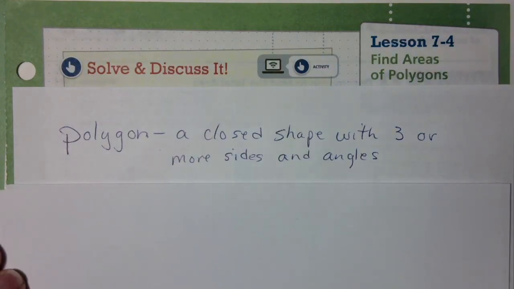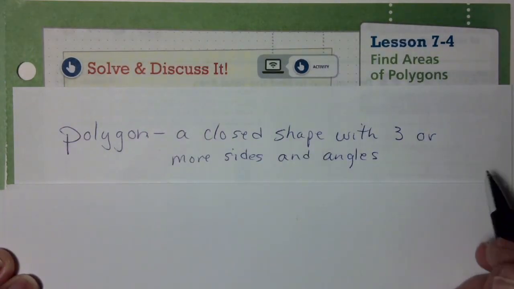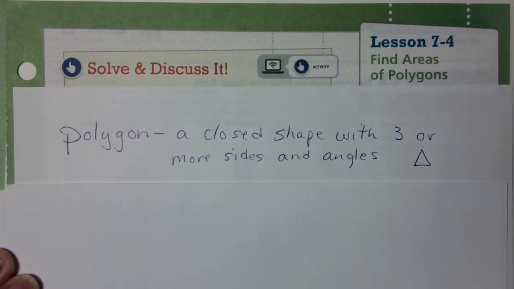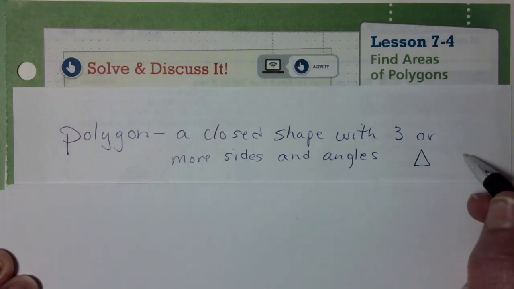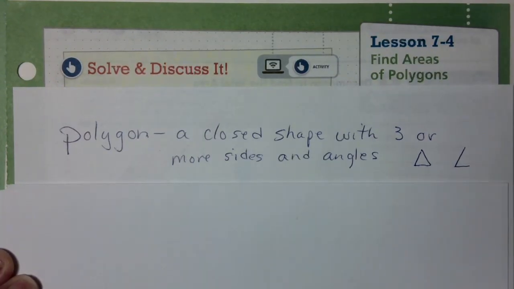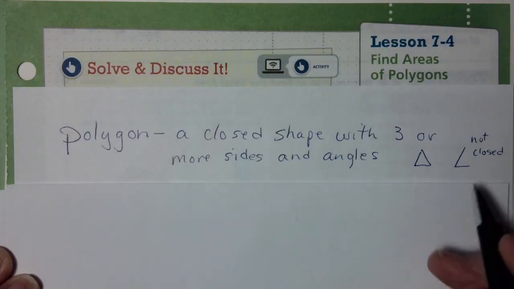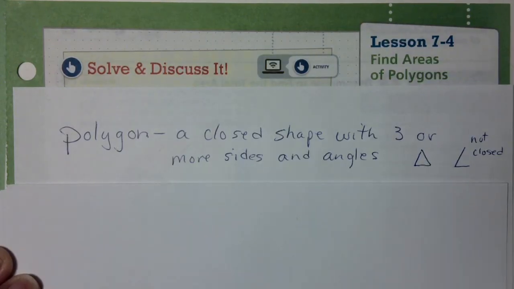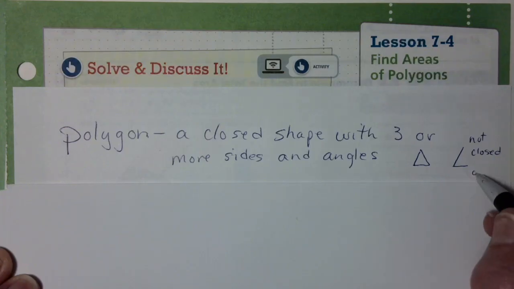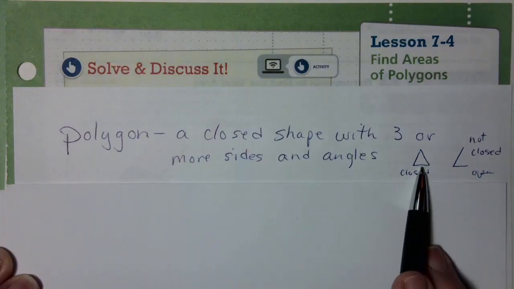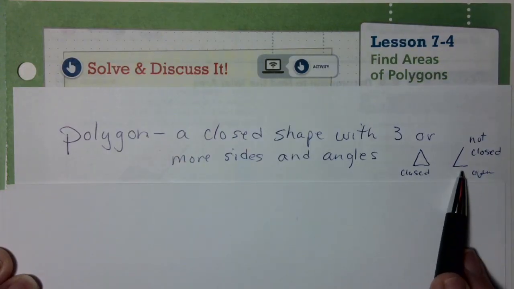Now, the word that would probably bother you here is the word closed. So let me just show you the difference between closed and open. This is a closed shape, commonly known as a triangle. This is not closed. So this right here is not closed. That means all the sides have to come together to make a closed space in here. Okay? So this is called open, and this one is closed. So this is a polygon. This is not a polygon.